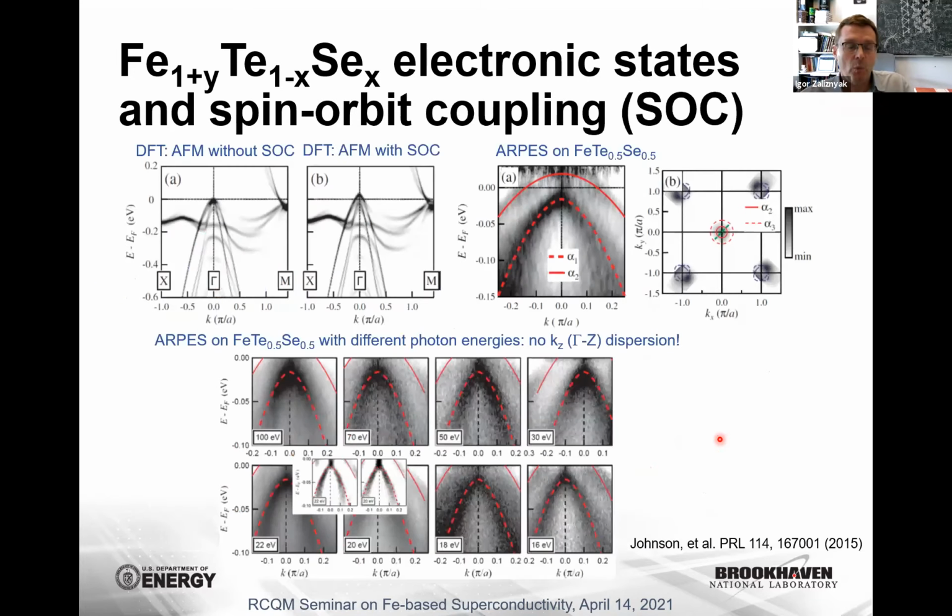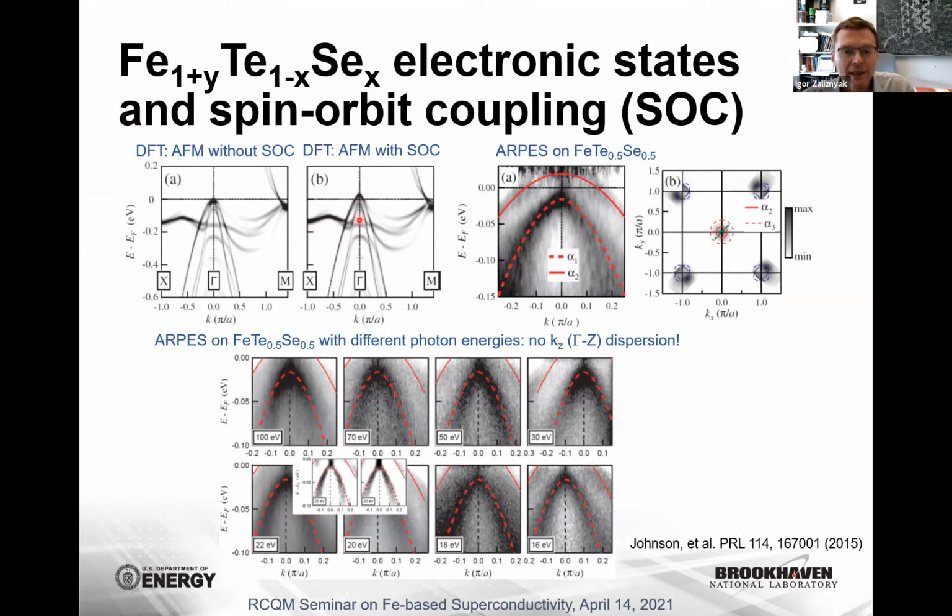One way to phenomenologically take into account these effects of electronic strong correlation in a DFT approach would be to make DFT calculations in a magnetically ordered state. And it was shown by Peter Johnson's group that one can, in principle, rationalize the ARPES-measured band structure near the Fermi level, these two bands, alpha 1 and alpha 2, measured in the iron tellurium 0.45, selenium 0.55 composition. So one can get a good agreement between this band structure and the DFT calculations in the presence of magnetic order.